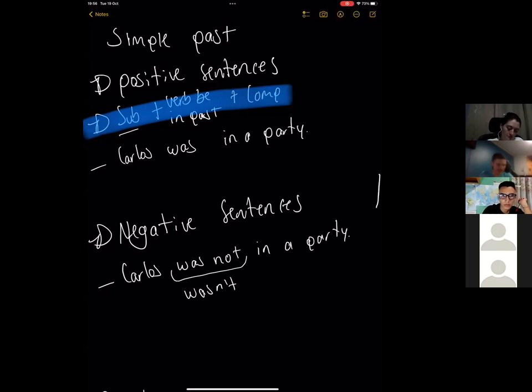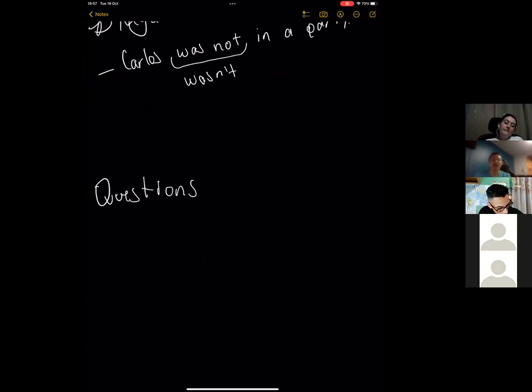Okay, questions up to here, guys? No questions? Very clear? Super clear. Awesome. Now let's move into the following part, which is questions. The questions are the same. It doesn't change like in B. We're gonna have the auxiliary at the beginning. So I can say, were they at the party? Were they at the party?